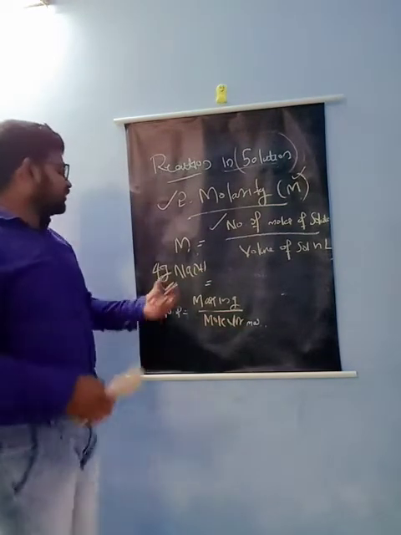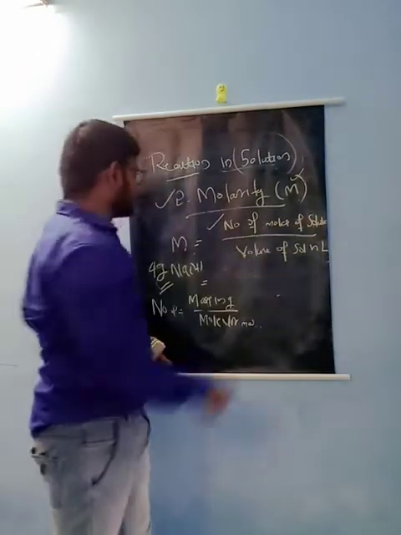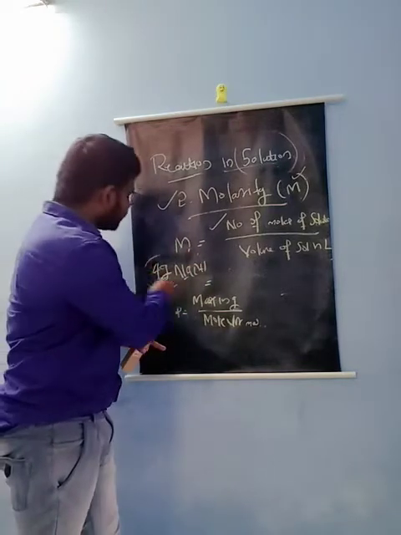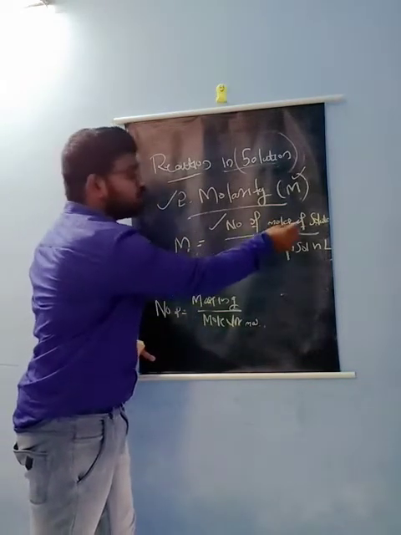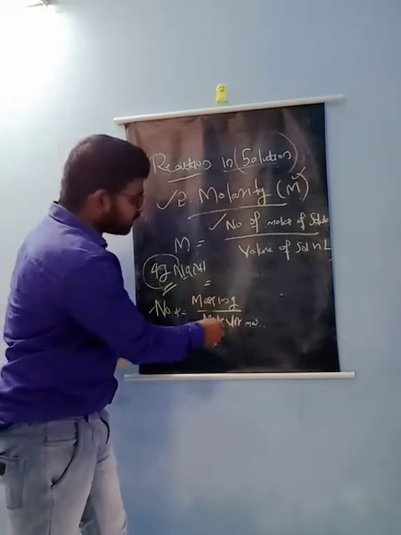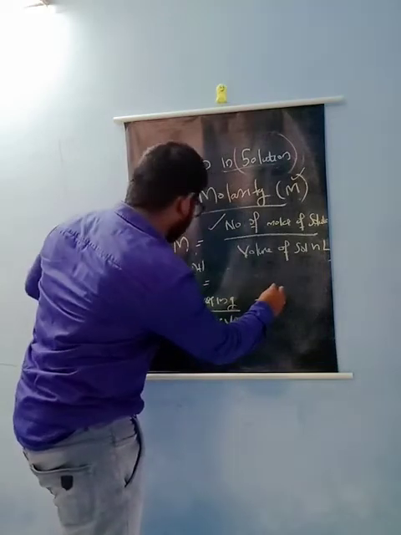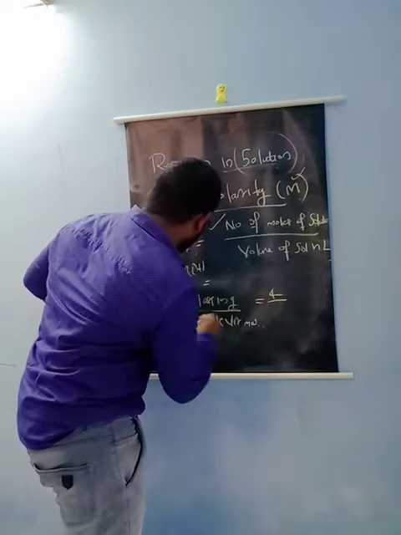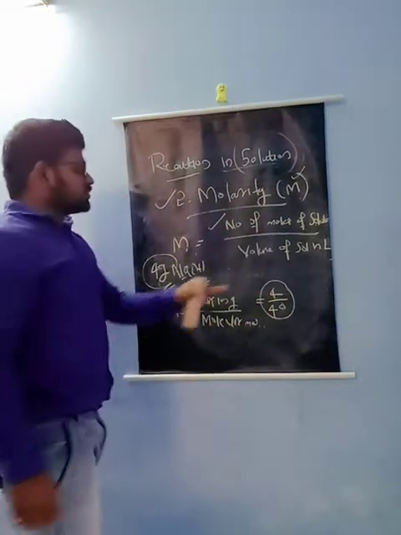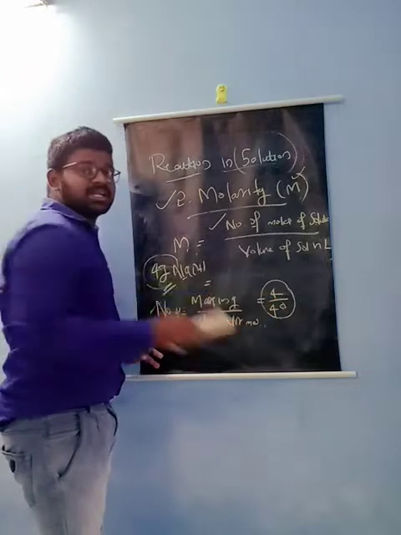So here we have to calculate the number of moles of solute. We have been given 4 gram of sodium hydroxide. By using this 4 gram, we can determine the number of moles of solute by using this equation: number of moles is equal to mass in gram divided by molecular mass. So the mass is 4 gram, divided by the molecular mass of sodium hydroxide, which is 40. So this is 4 by 40. This 4 by 40 is clear, I think.